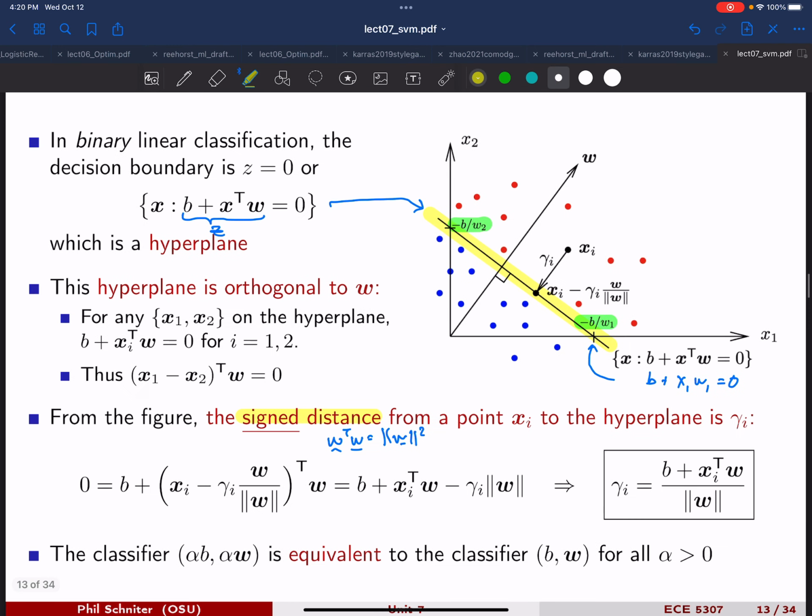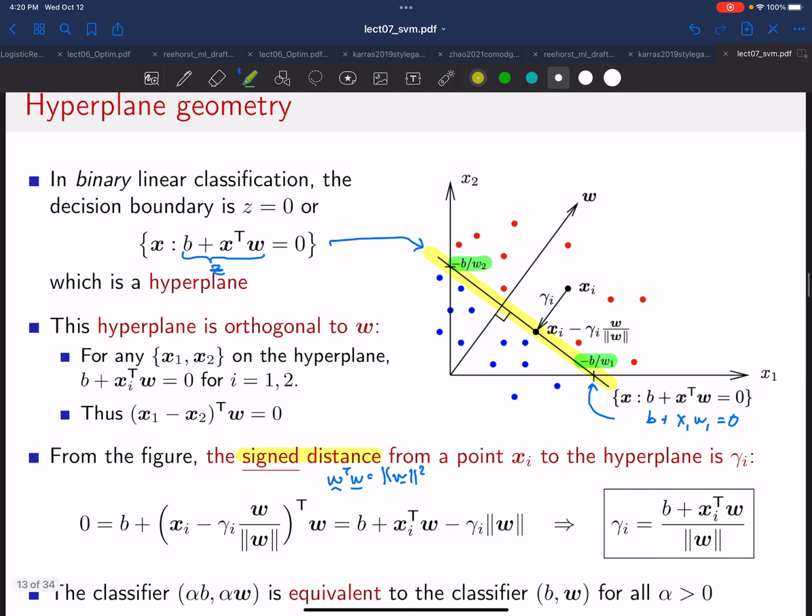All right, so there's just one more thing to discuss on this slide, which is an interesting thing. If you imagine scaling both the intercept b and the weights by the same number alpha, and let's just assume that alpha is positive, what changes about this picture? So do the intercepts change? No.